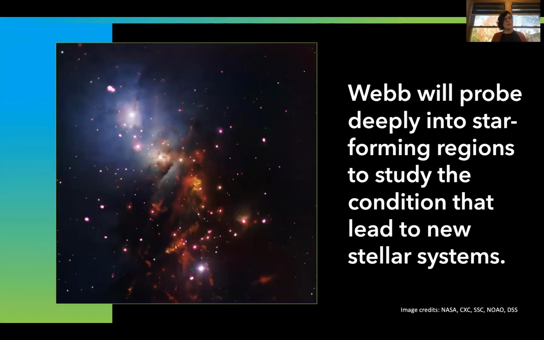Webb is also going to look at regions that are forming only low-mass stars in our galaxy. These regions are considerably closer, and they give us a lot of information on the development of circumstellar and protoplanetary disks, the environments where planets like those in our solar system form.